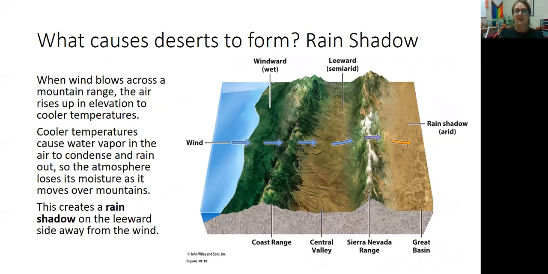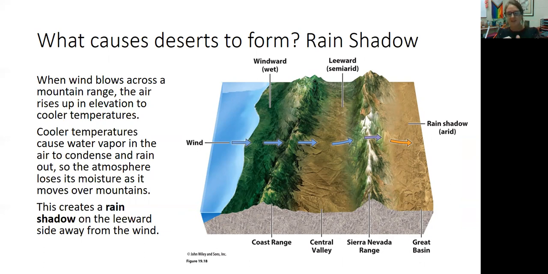All right, finally, the wind can interact with the landforms to become dry. So when wind blows across a mountain range, the air is forced to rise up and over that mountain range. And when the air rises up in elevation, it gets colder. Cold air can hold less moisture in it.